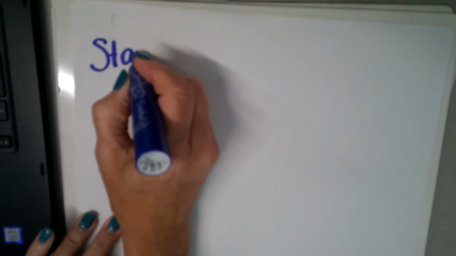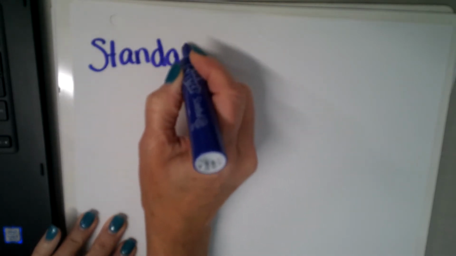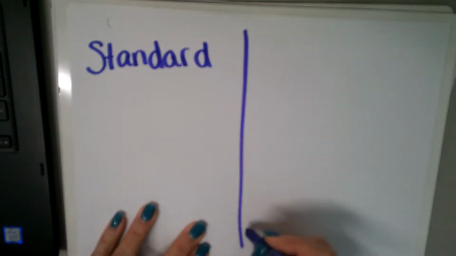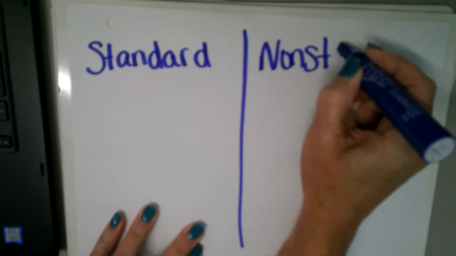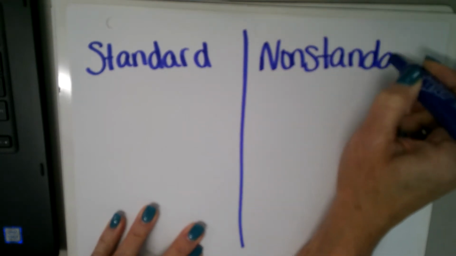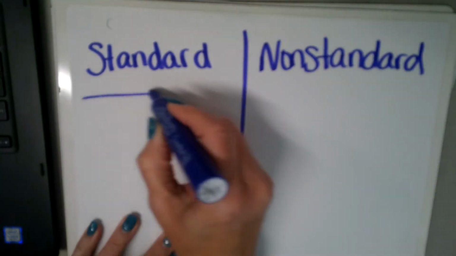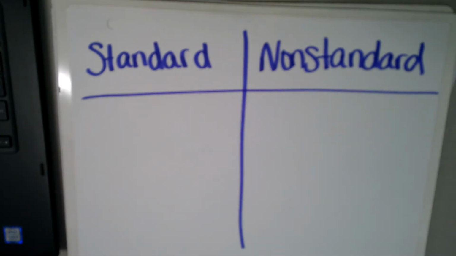All right, boys and girls, we talked yesterday about two ways to write our numbers. We talked about the standard form of a number, and we talked about the non-standard way to write a number. Standard is the way we mostly think of it, the normal way we would write it, and the non-standard way is a different way to show that number.